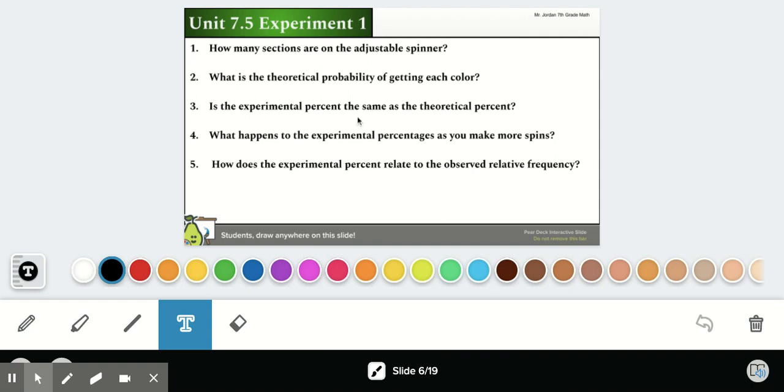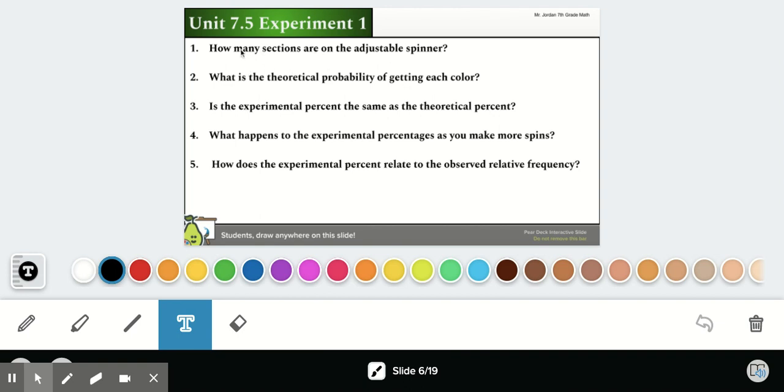All right, so for experiment one, in the first video, I went through it and showed you how to actually use the spinner. But in this video, I'm going to help answer the questions. You will notice that these questions are the same as in the exit ticket. I want you to be thinking about it and making your own observations as you go through experiment 1, 2, and then the exit ticket.